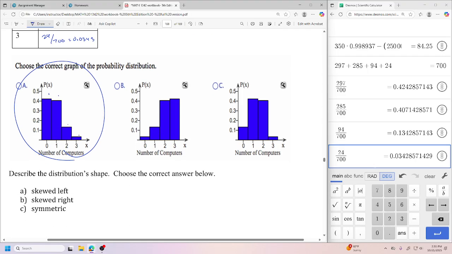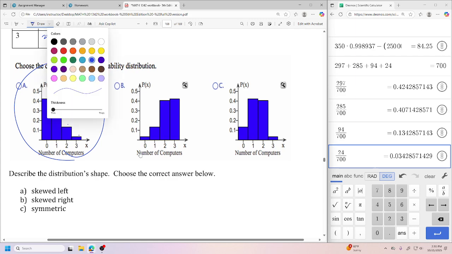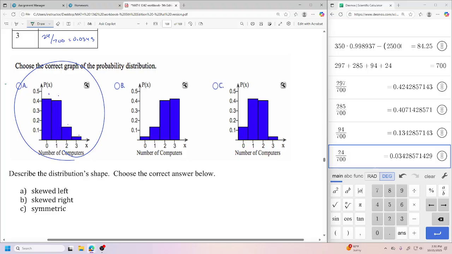And looking at this guy, would he be skewed left or right? Definitely not symmetric. Yeah, skewed right. We got that tail on the right side here, skewed right. You got it. See, that one's a lot easier, yeah?